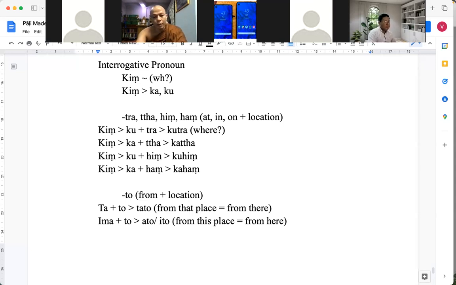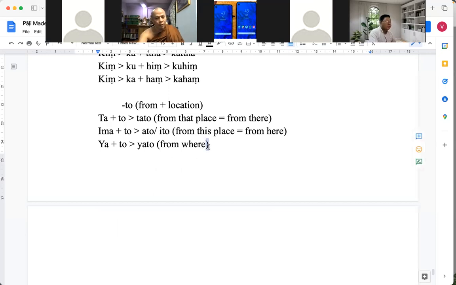Now for the relative pronoun also, to the ya, by adding the do, we have ya do. So ya do means from where, but not as a question, just to relate. So I go there from where they come, in that sense. To relate two sentences, we use ya do, not asking. So there is no question mark, you see?